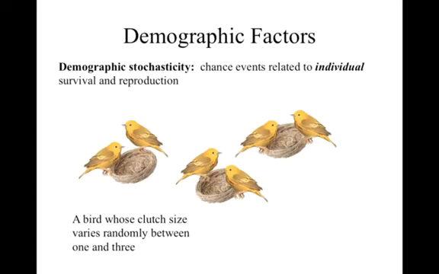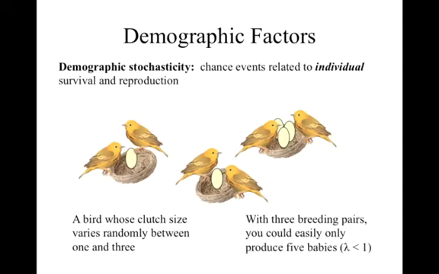So you can imagine if I have a bird who, on average, has about 2 eggs per nest, but the number in each clutch varies randomly from 1 to 3. Well, if I only have 6 birds and basically 3 couples in my population, then there's a chance that one of my couples might have 1 egg, another might have 1 egg, and the third one might have 3 eggs. And in that case, I am not producing 6 new babies in this generation. In fact, I'm only producing 5, and so my birth rate's going to be less than 1.